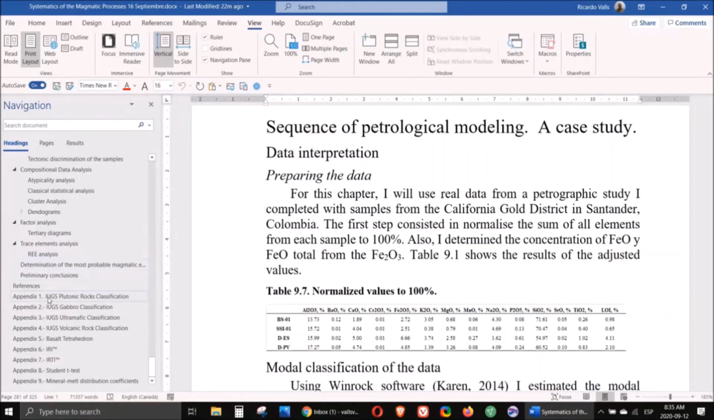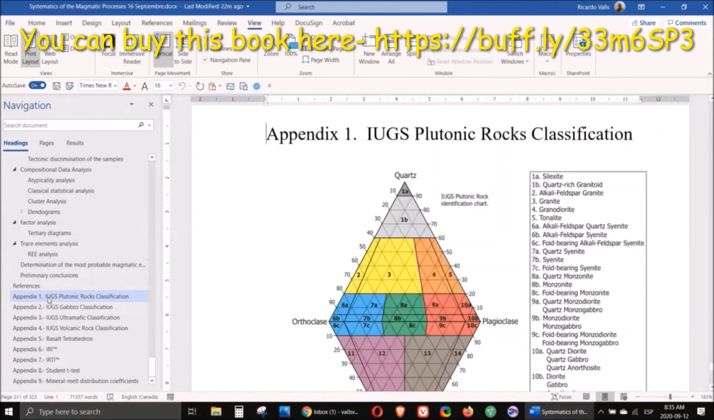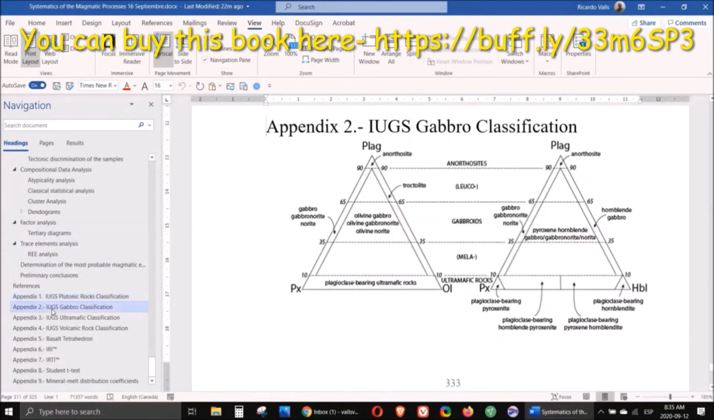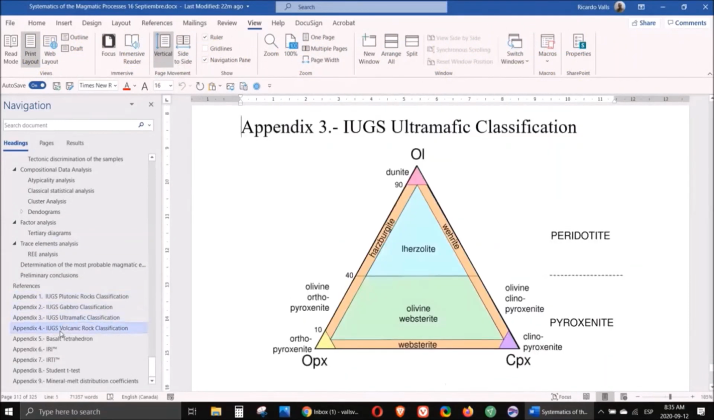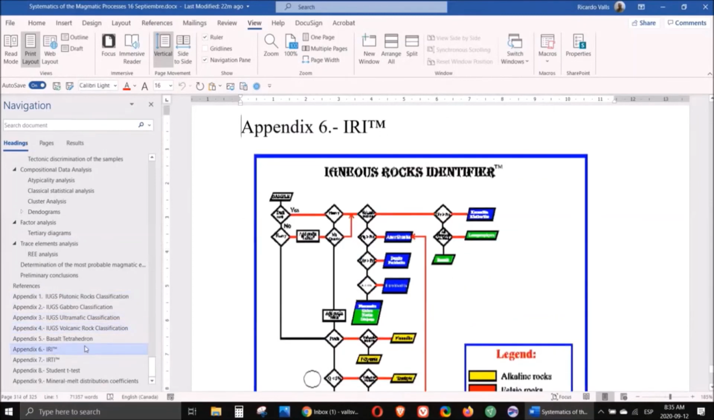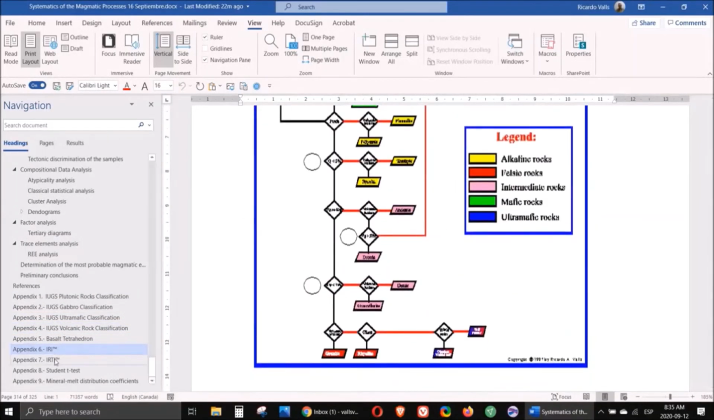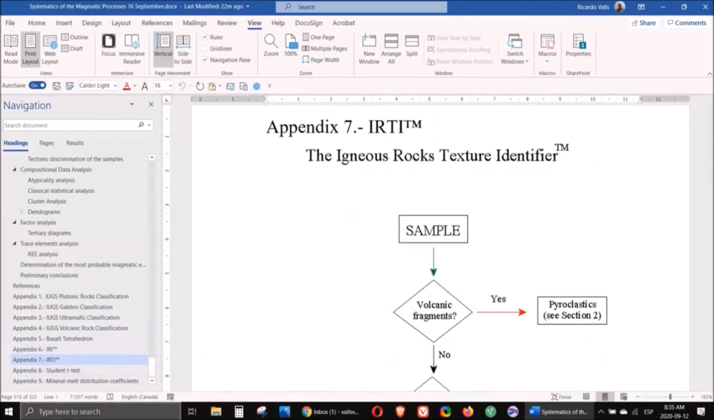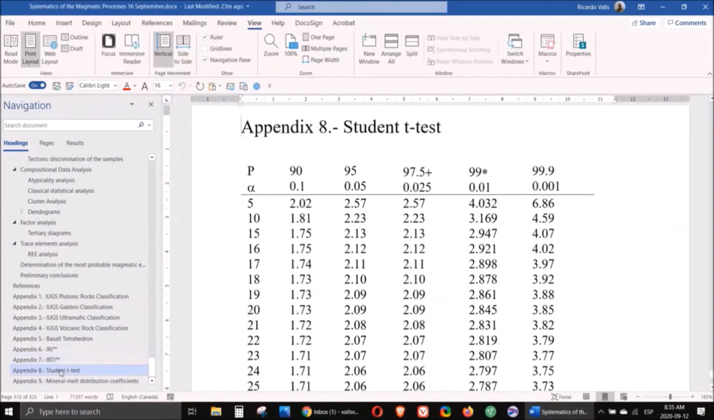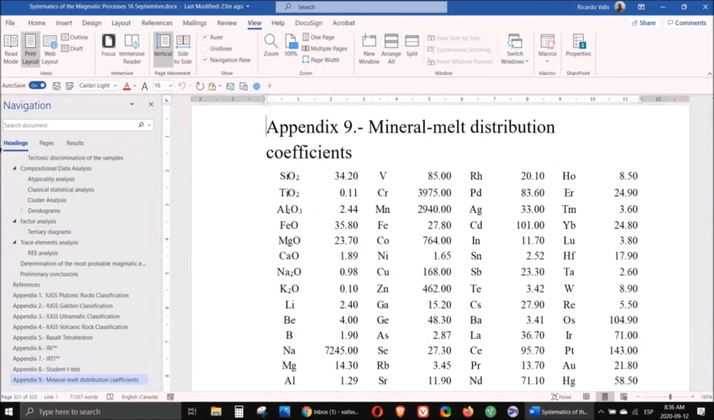Then we have the series of appendices, as I mentioned: the IUGS classification, the Gabor classification, ultramafic. This is, for example, the igneous rock identifier. This is the igneous rock texture identifier. And I also included some appendices like the Student test that you will need to compare the similarity between duplicates, and a table with the mineral melt distribution coefficients. You will need this data to process your own data in order to determine the most probable magmatic event.